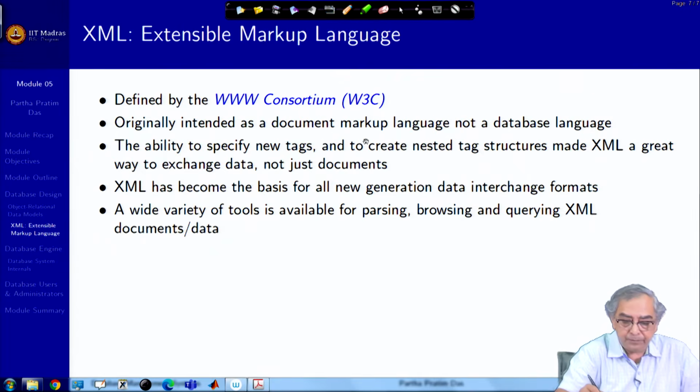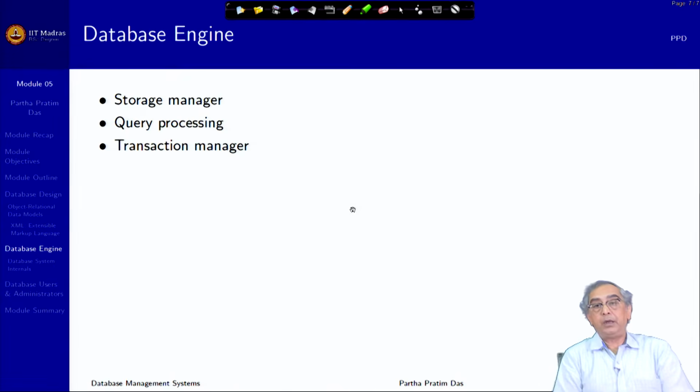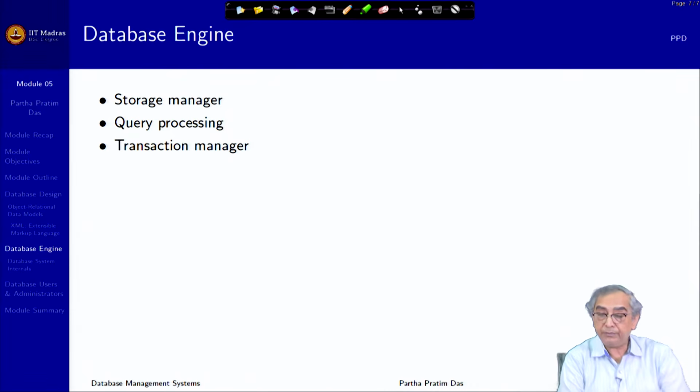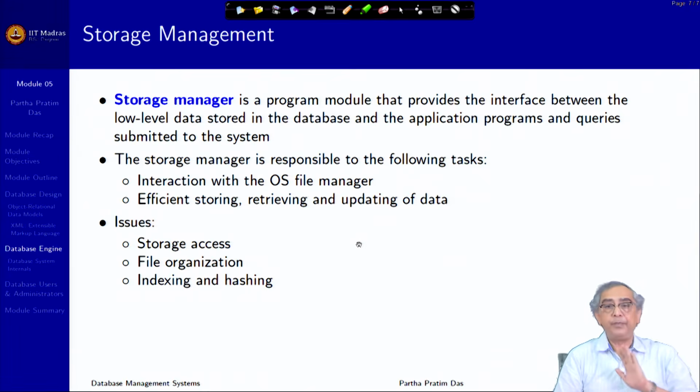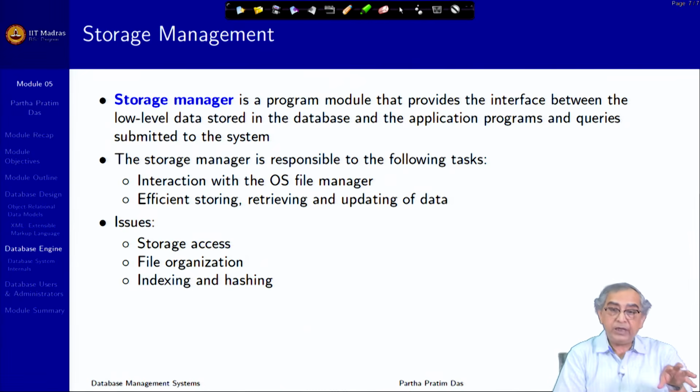Okay. So, going on to the database engine, which is the core of what supports the whole activity, there are three major components. One is a storage manager, query processing and transaction manager. Naturally, the three of them serve three different aspects of the whole problem. Obviously, the database is a store. So, you need a storage manager which will store the entire data of the database. So, we talked about the physical design, we talked about the data dictionary. All of these are factors which the storage manager has to deal with.